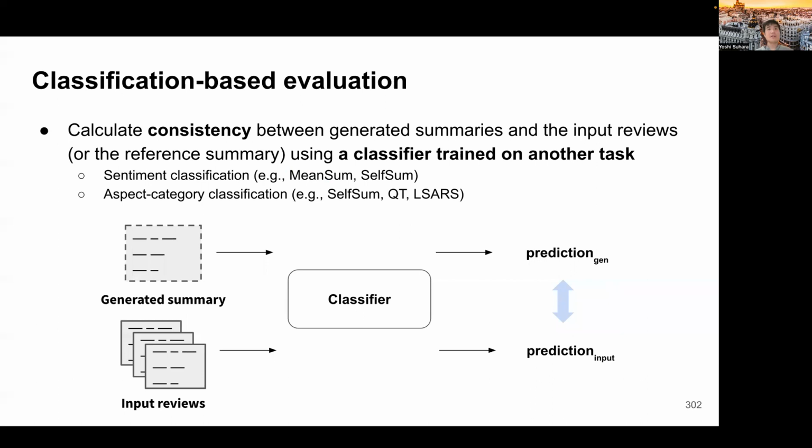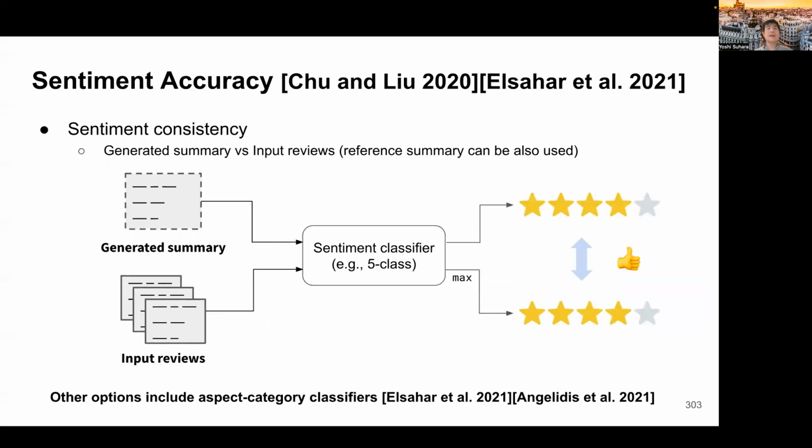Let's move on to the other automatic evaluation metric, which is classification-based evaluation. Classification-based evaluation calculates consistency between the generated summary and the input reviews using an external classifier. For example, sentiment classification and aspect category classification models are commonly used. By comparing predicted ratings, we can see if generated summaries and input reviews have the same level of sentiment polarity. The matching accuracy of ratings can be used for evaluation.